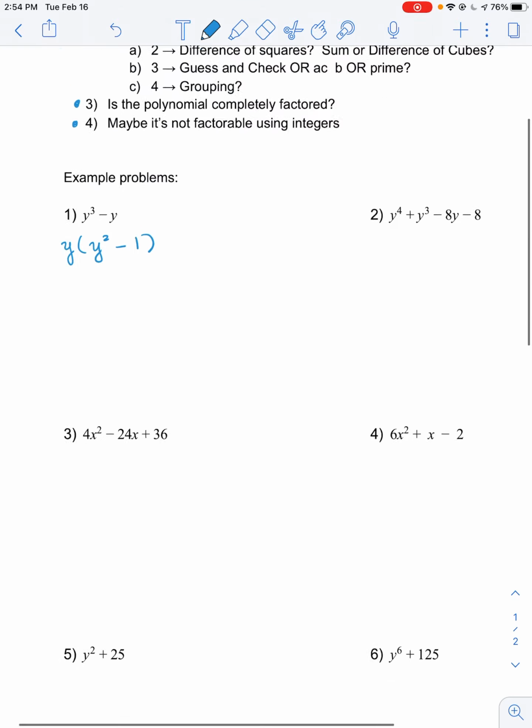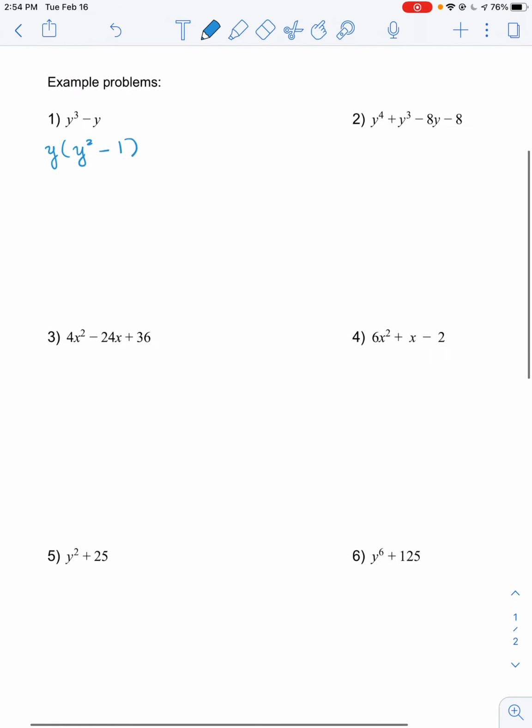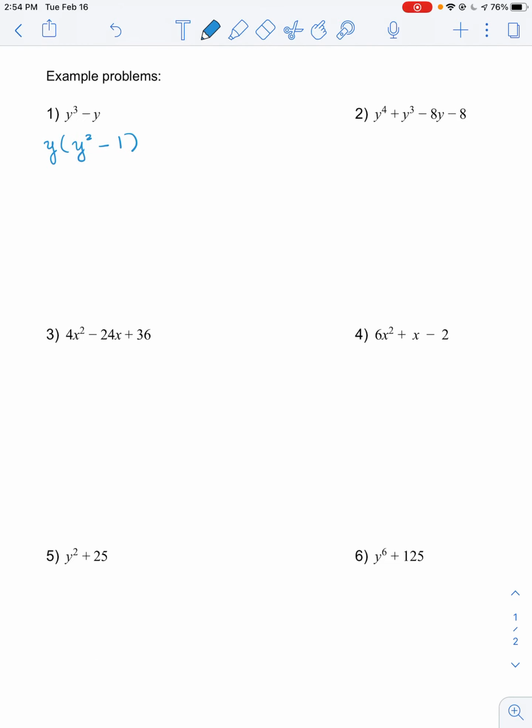Now I can move on to that second step, which says how many terms are there? Well, this polynomial has two terms. And so I'm looking for difference of squares or sum and difference of cubes. And in fact, this is difference of squares. So this can be factored into y minus 1, y plus 1. I double check. All of these are factored completely, and that is the answer to number 1.